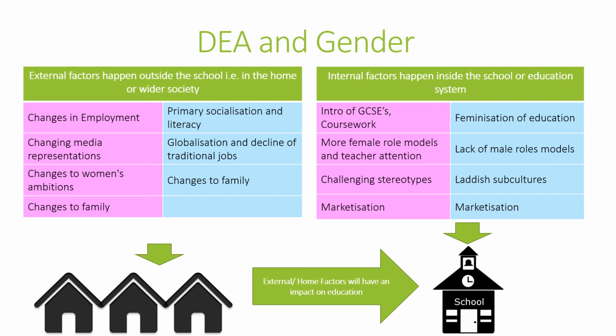Now, gender and DA is a bigger topic because we're looking at two social groups, whereas in class and ethnicity, we just say this group suffer, this group don't. With gender, there's two completely different sets of ideas. Girls, in terms of external factors, there's been changes in employment, changes in the media, changes in ambitions, and changes to family. All of these have benefited girls and their education.